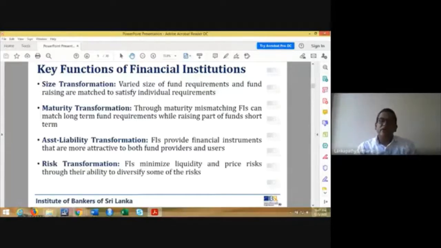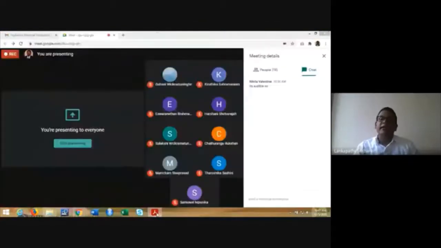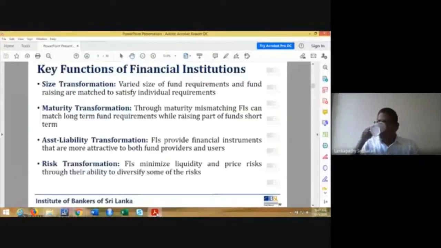Does anybody have questions? You can raise them or you can come through the chat box. Anybody has questions? These are very basic stuff. We are giving some basic background to start to go into the depth analysis or depth discussion on this topic. So these are very basic things. Maybe if you are working in a finance institution, you may already know these key functions of the finance institution, and practically you may get involved with this type of transactions.